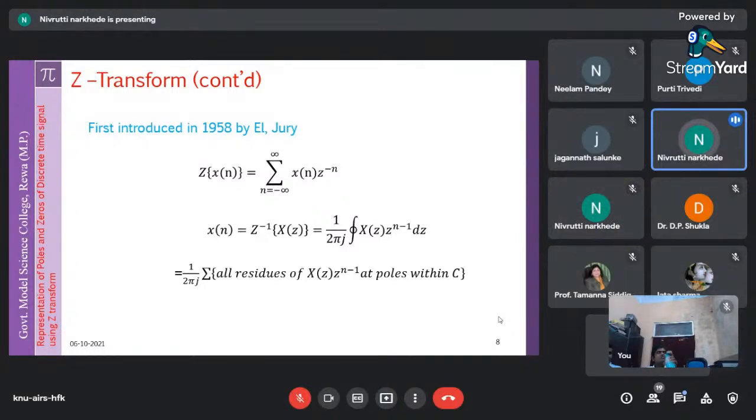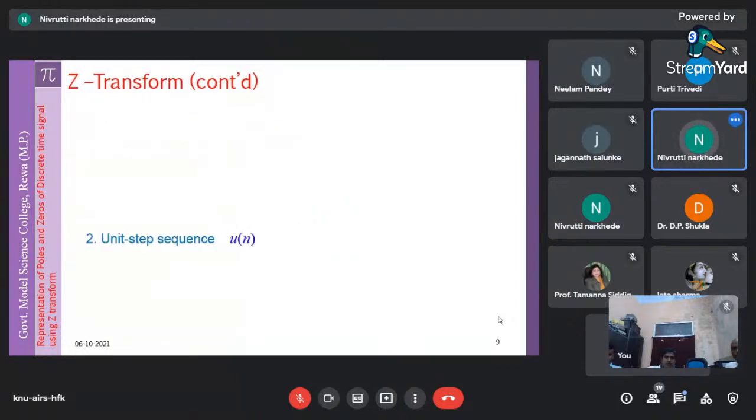Or we can say that it is 1 upon 2 pi j times the summation of all residues of X(z) times z to the power n minus 1 at its poles within C. Here C means the circle or the contour. Particularly, it encloses the region of convergence. The region of convergence is nothing but the set of all points where the transform of the signal exists, which we call the ROC. So the Z transform exists only in some region. We will discuss that region also.